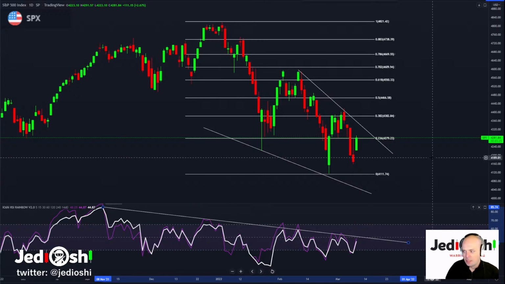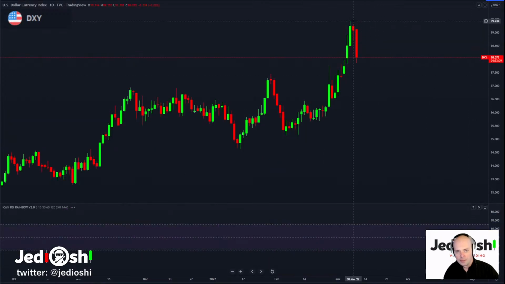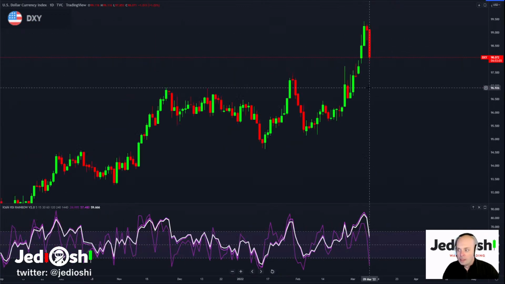DXY is falling, commodities are off a bit, and it's kind of a reversal, right? We had DXY, we'll look at that chart, but yeah, let me show you. So DXY, check this out. See it's falling here off the 99 and a half level, almost to 100. So DXY is falling.